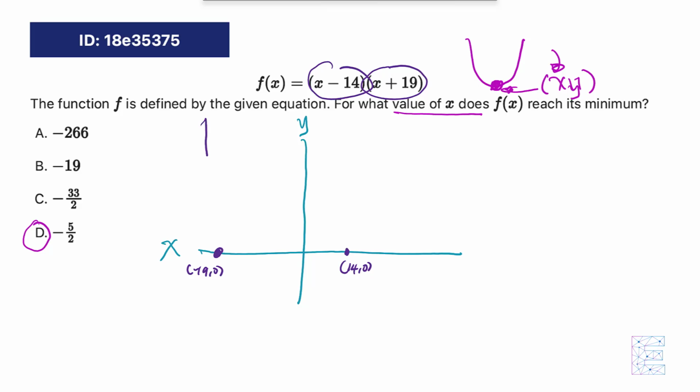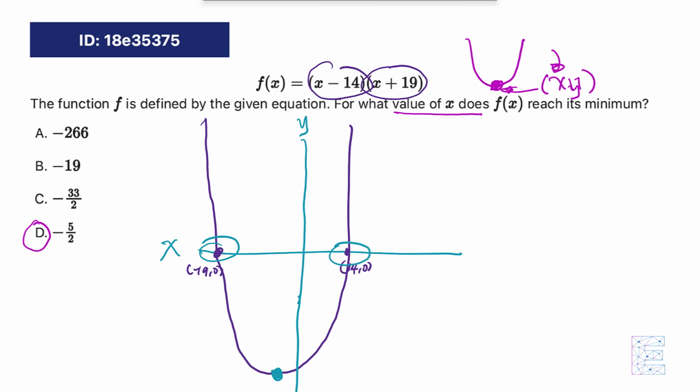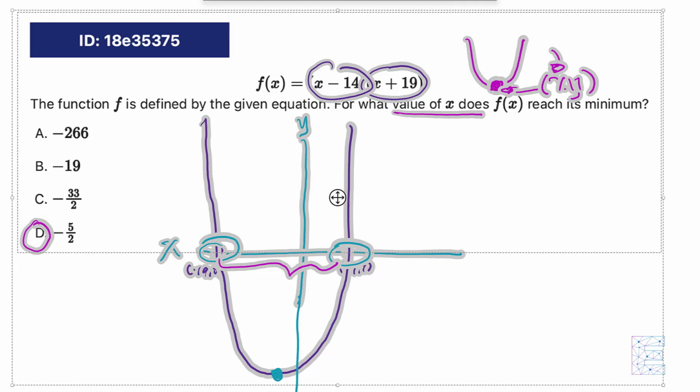We know we have a parabola opening upward like that. So we're looking for the vertex over here. Now, the one thing I really wanted you guys to remember is that the vertex is always smack in between the two x-intercepts. So if you knew the distance between the two x-intercepts, which is 19 plus 14, how many places is that? So that's 33 places between the two x-intercepts.